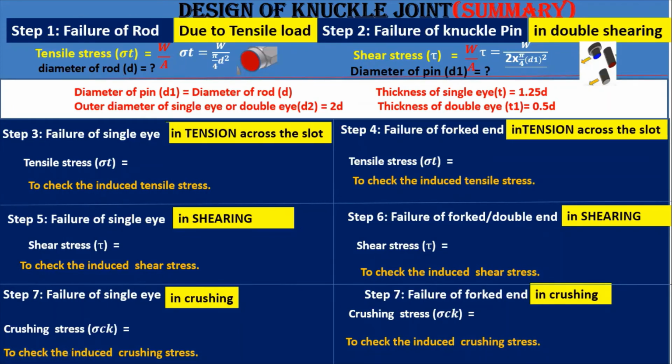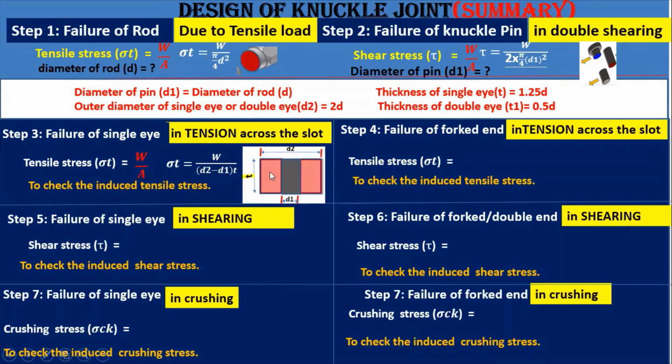Then in this region, these are all the empirical relationships. We have discussed a lot on the empirical relationships, which are required to find the other parameters. Third step, failure of single eye in tension, which is across the slot, where there is a weak part. So naturally it fails there. That is in this formula you can see: D2 minus D1 into T.